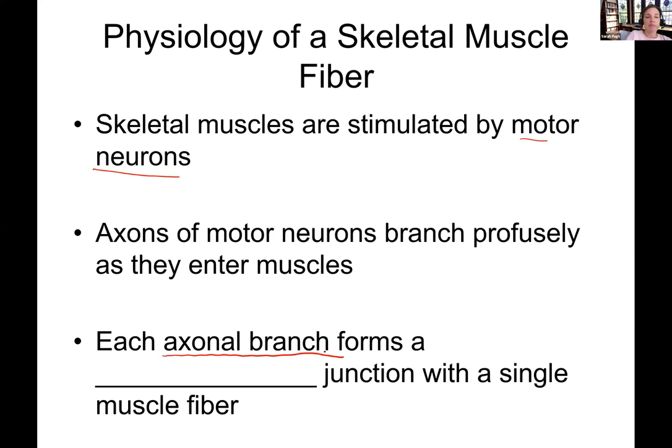And those form something called the neuromuscular junction. So neuromuscular, put those two words together. It's the nerve and the muscle, the neuron and the muscle. So it's where those two come together is our neuromuscular junction.